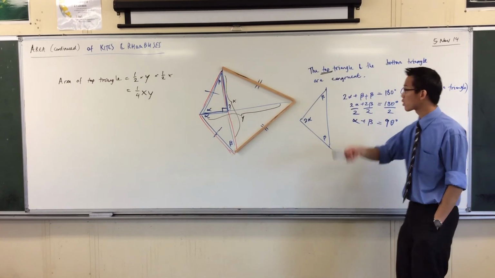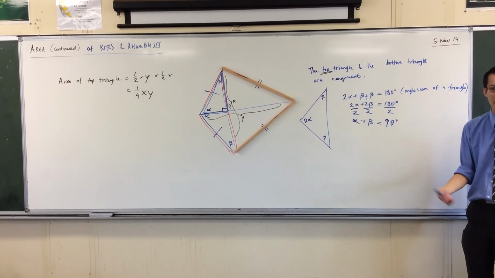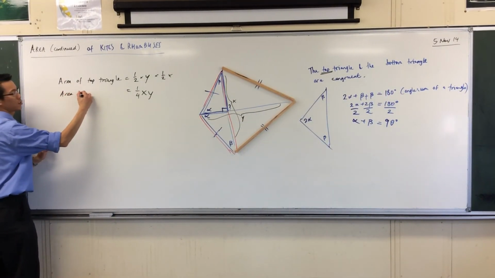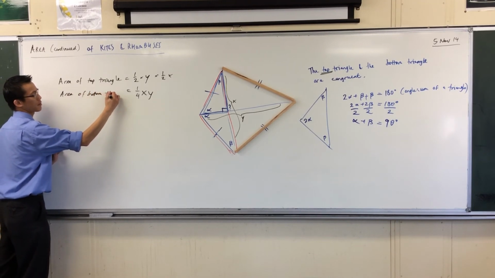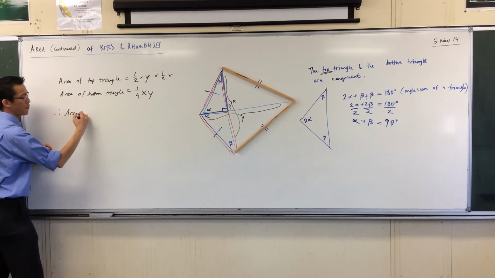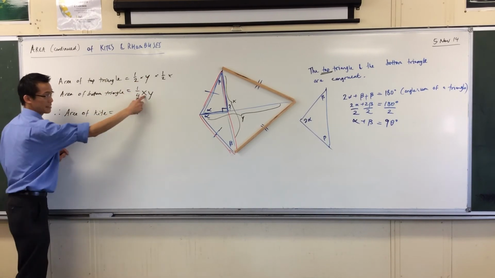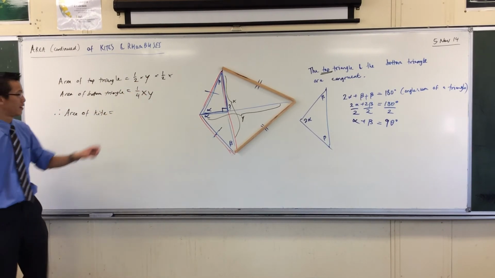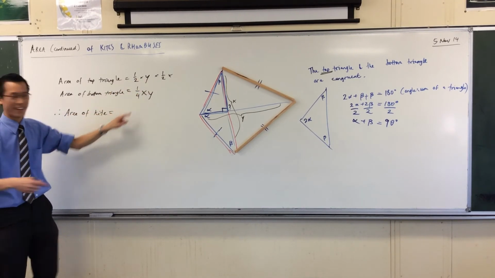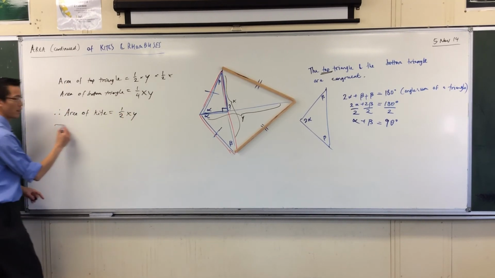If the top triangle is congruent to the bottom triangle, what's the area of the bottom triangle? They're exactly the same in every way, right? So this should be the area of the bottom triangle as well. Therefore, the total area of the kite is this and then this again, because I've got two of those triangles. We halved half there and got a quarter. Now we want to put one back, so two of those will just be half. There's your area formula, right there.